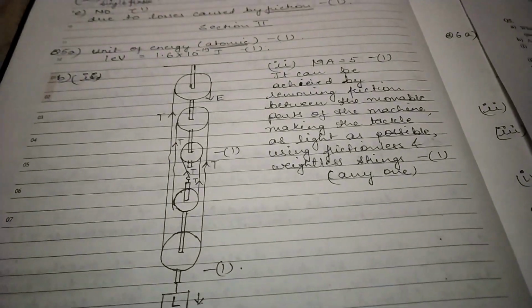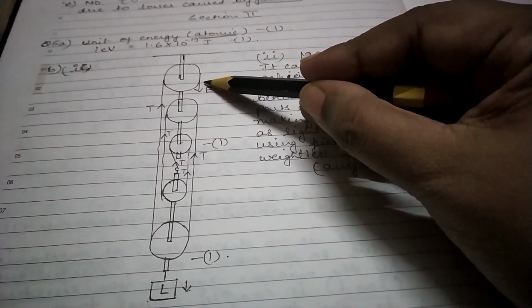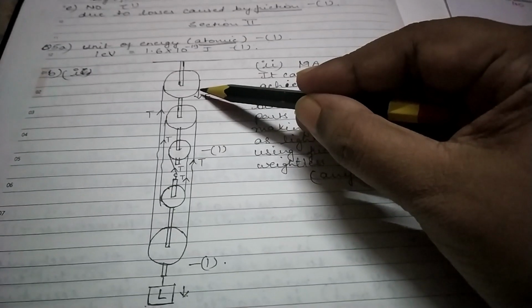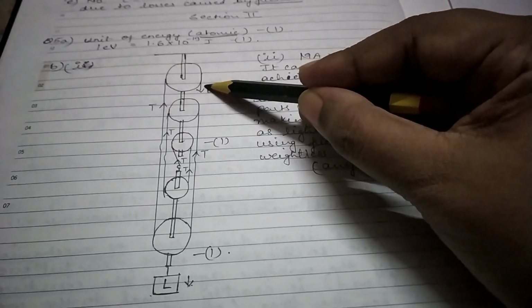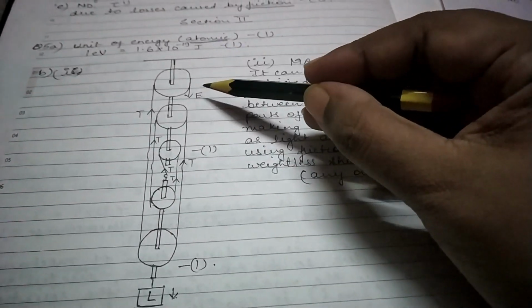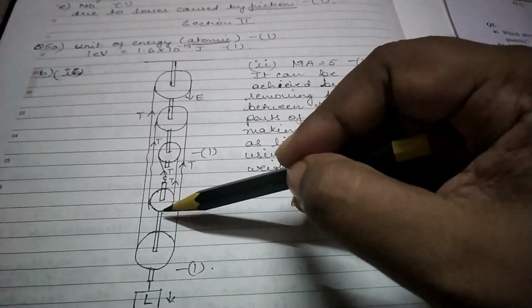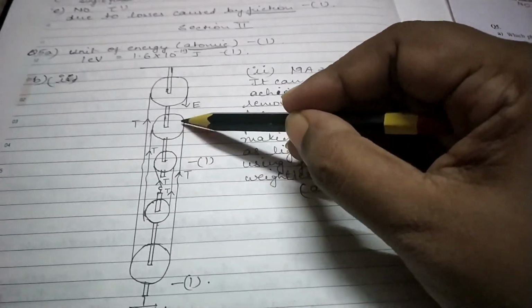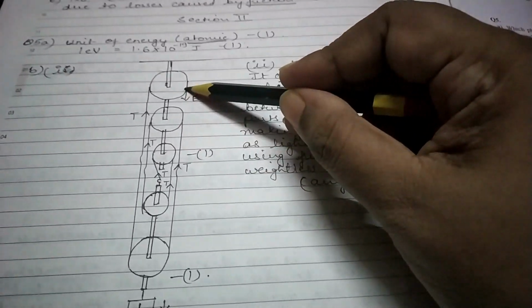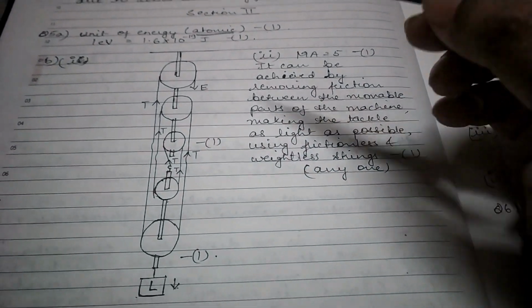And this is the answer. A block and tackle system of pulleys having VR equal to 5 will have 5 pulleys. Now this is an odd number of pulleys, which means that in the upper part there will be 3 pulleys and the lower part will have 2 pulleys.